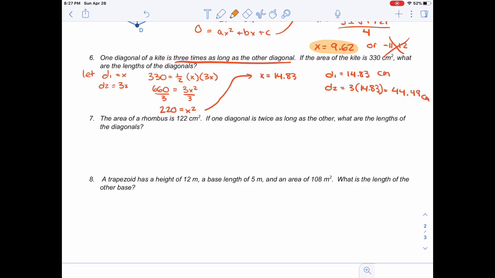So you guys go ahead and attempt the next 2 problems on your own. Check your answers with the key, and then please let me know if you have any questions at all.